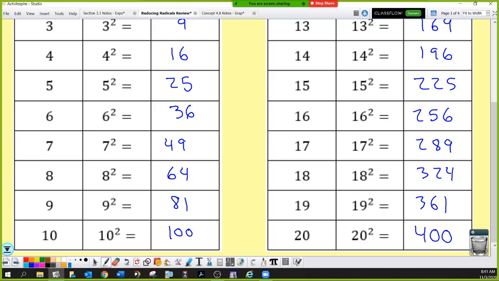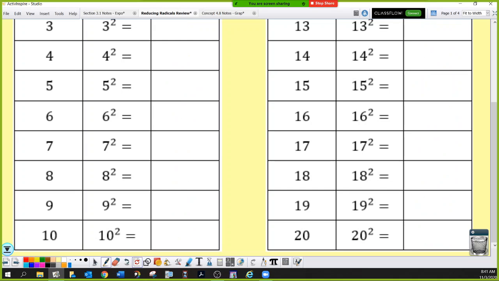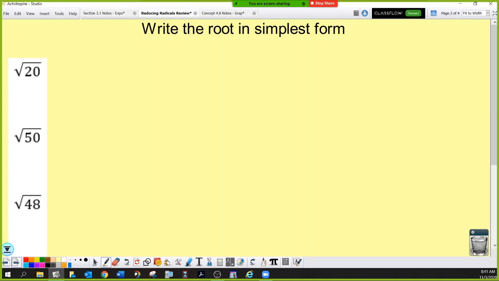Let's go ahead and reset the slide, and we are now going to use these first 20 perfect squares. We're going to write these roots, these radicals, in simplest form. That doesn't mean grab a calculator and try to figure out what the square root of 20 is. I don't know what the square root of 20 is. I know it's somewhere between 4 and 5, but that's not what I'm asking you to do. I'm asking you to simplify it.